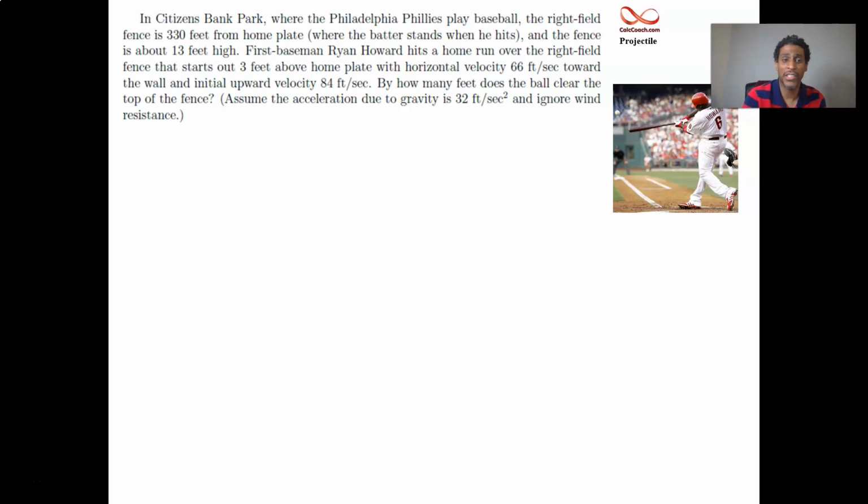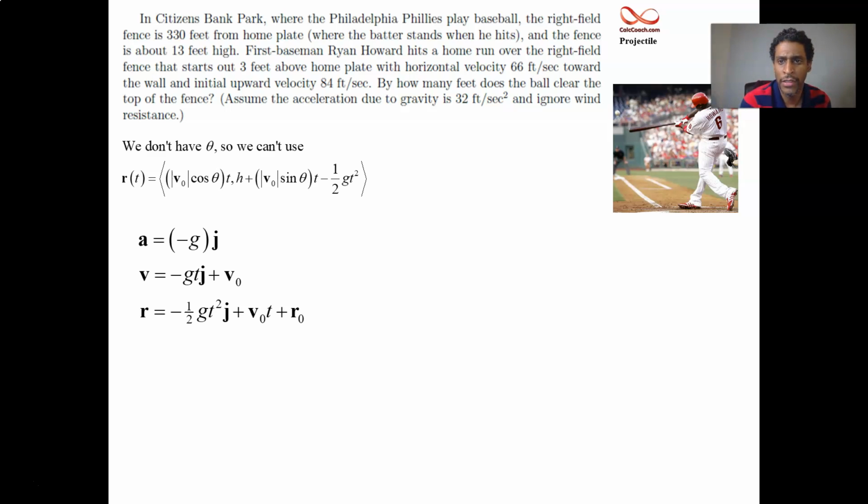Okay, and the question is, there's that fence that's 13 feet high, 330 feet away. Will the ball clear the fence? By how many feet does the ball clear the fence? Since we don't have theta, we can't use that formula. We have to go back to the original formulas where we have the acceleration, velocity, and position function just built from integrating. And g for us is going to be 32.